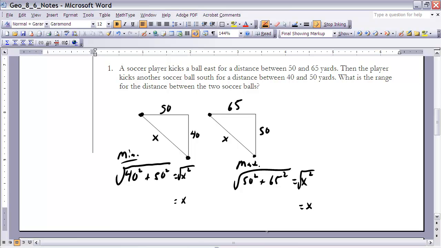And if I do that on my calculator, I come up with an answer of about 64. So the minimum is approximately 64 yards. Should put that yards in there. And the maximum would be taking the square root of 50 squared plus 65 squared, which I'm going to do on my calculator as well. So that's approximately 82. Now make sure you try both of these on your calculator and make sure you're able to get those answers. If you're not getting those answers, you're probably doing something wrong with your keystrokes on your calculator, and let's talk about that in class to make sure that we're doing that part correctly.